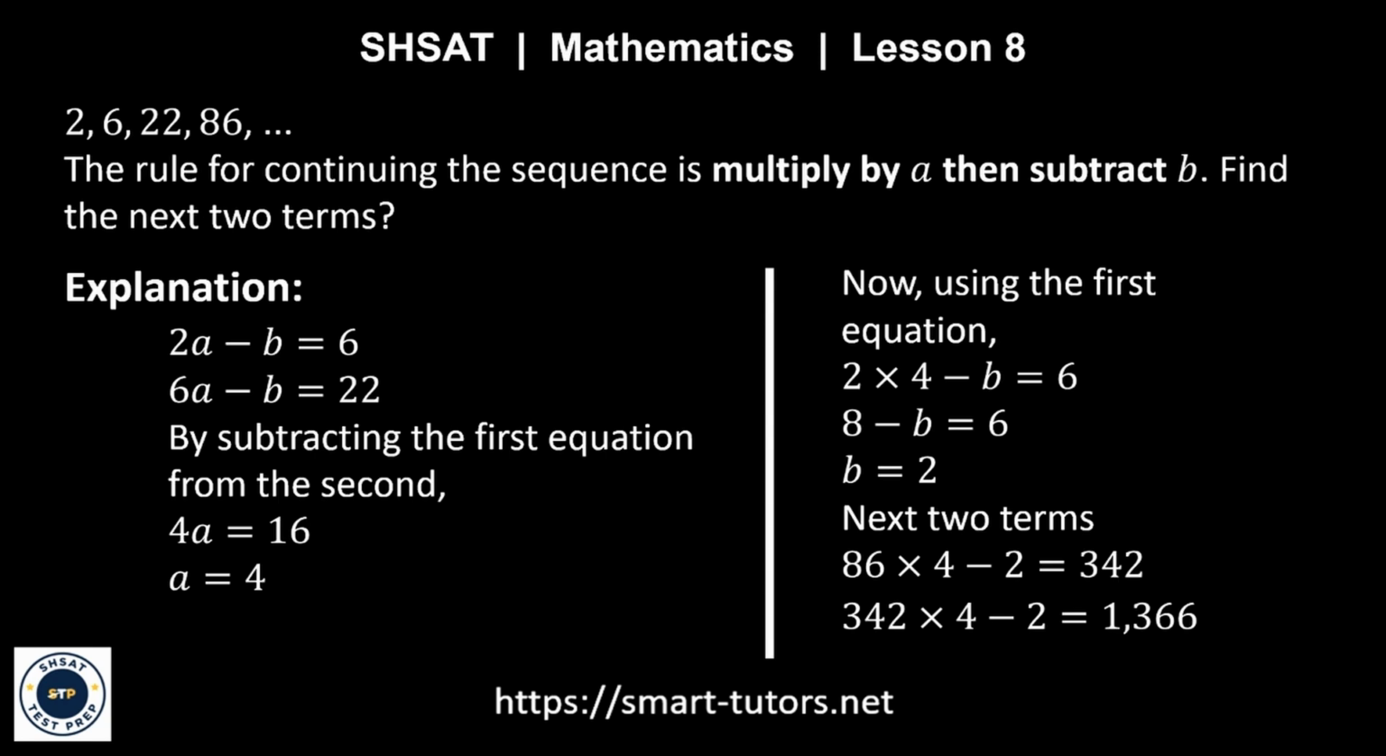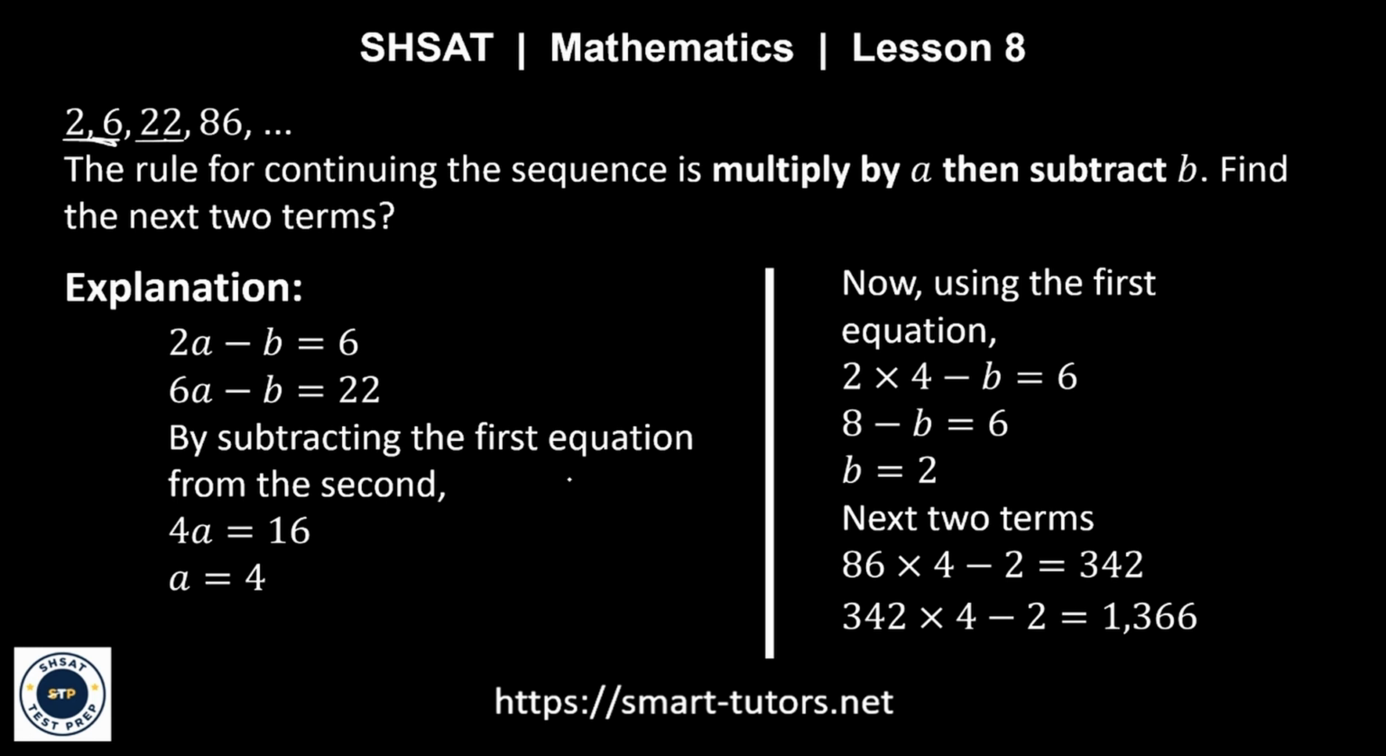So the rule for continuing the sequence is multiply by A, then subtract by B, find the next two terms. So they told us a rule, so you multiply the number by A and then subtract B. So we wrote out the expression of the first problem. We had 2 at first, and then you multiplied the 2 by A and subtracted B, and that gave us the 6 because they put 6 next. And we can write that expression for 6 and 22 as well. So we have 6A minus B, that's what gave us 22.